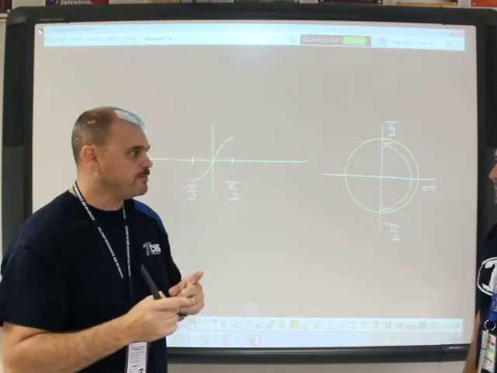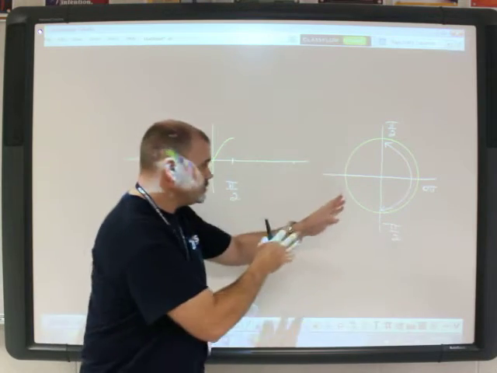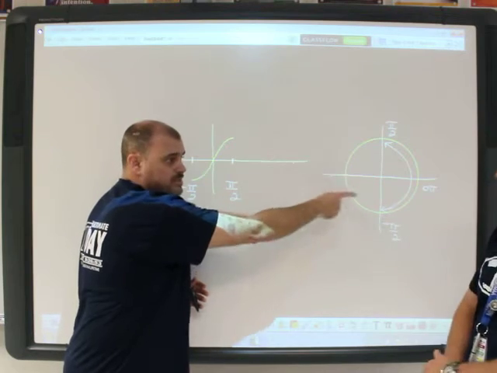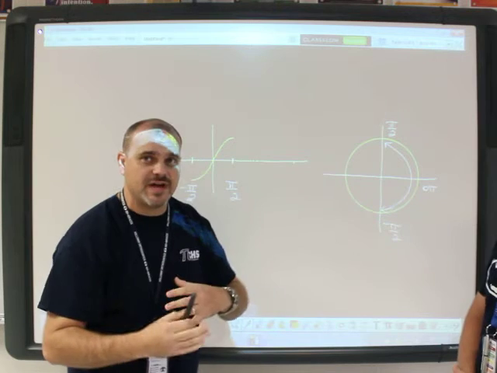But you've got to be careful. This isn't 3 pi over 2. Yes, it's in the same place on the unit circle, but remember 3 pi over 2 on the graph is way over here. So we don't get to play in the same place. Excellent point.